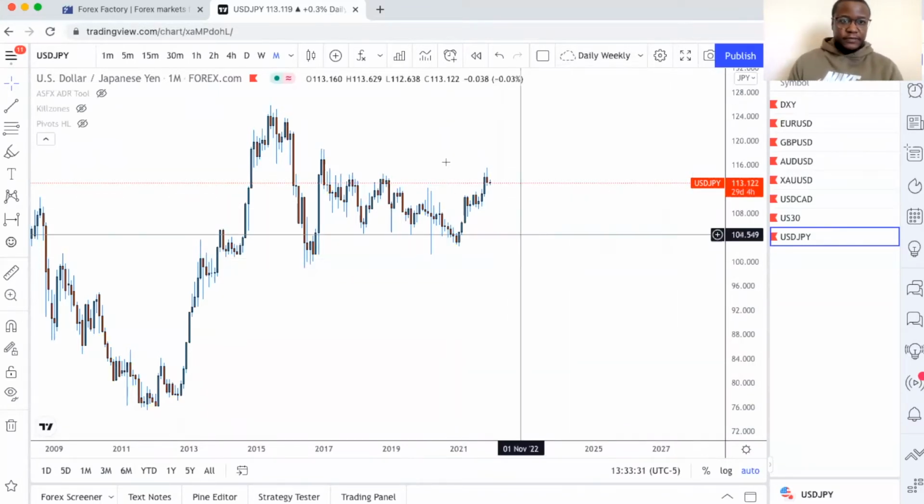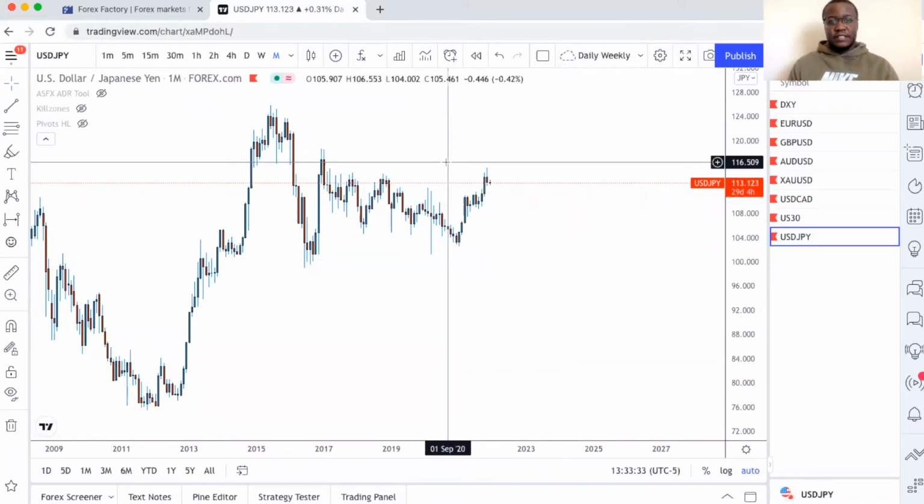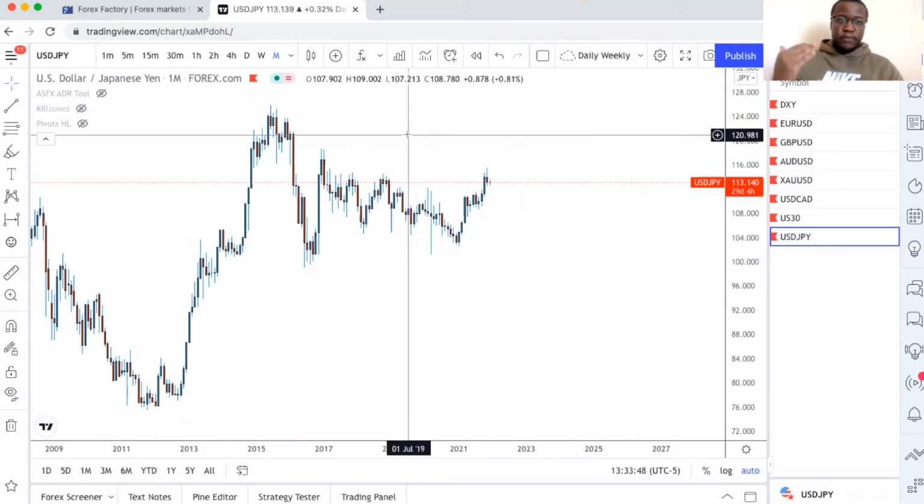Okay, so first of all, what's top-down analysis? Starting from the very highest time frame and then going all the way down to the lowest time frame. So we're gonna start off with the monthly time frame, and then we're gonna break it all the way down to the time frame that I usually trade on, which is the 15-minute to 5-minute time frame.